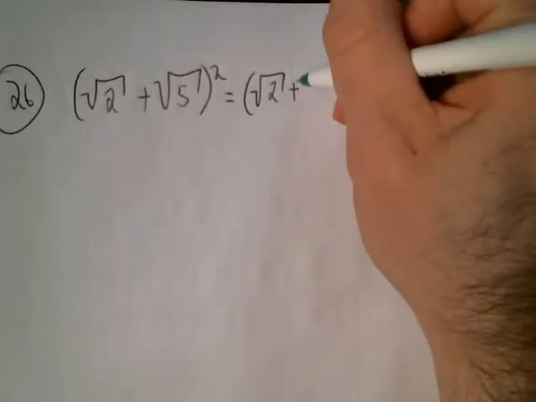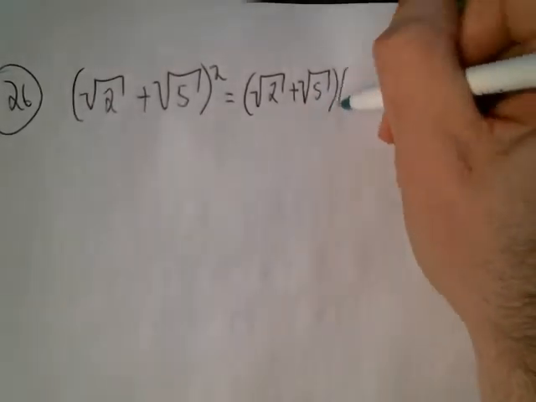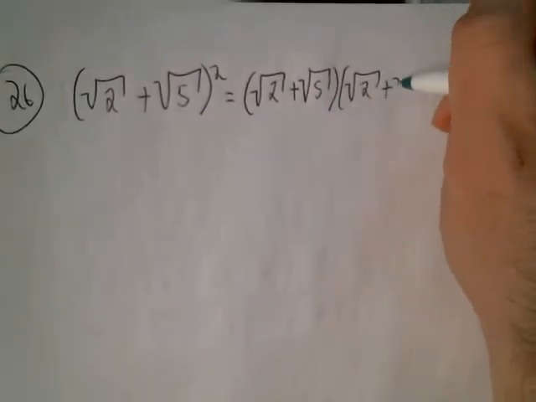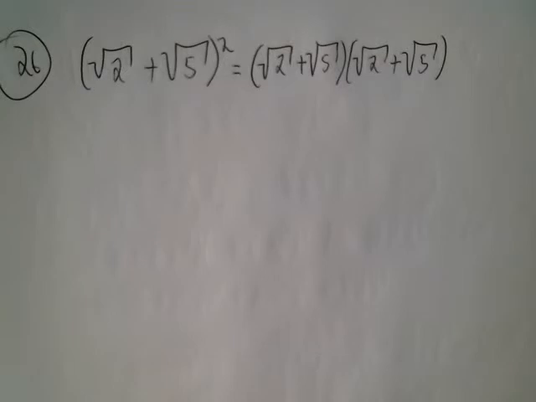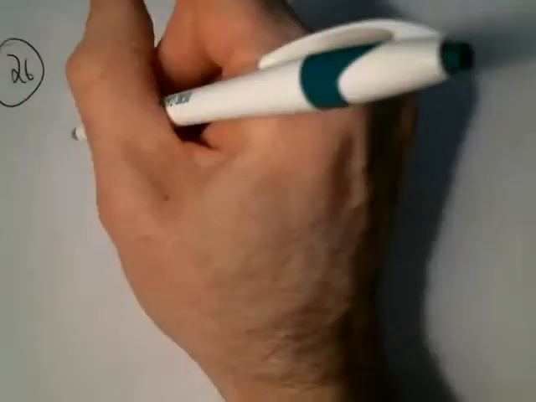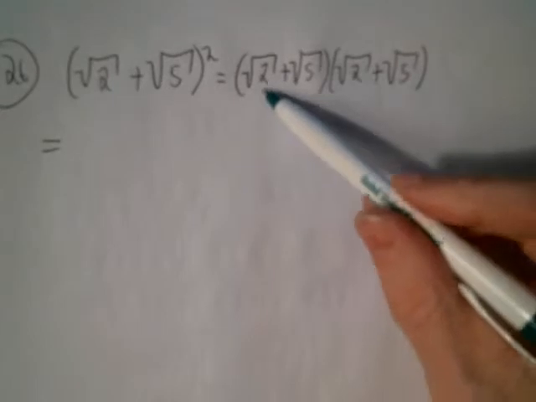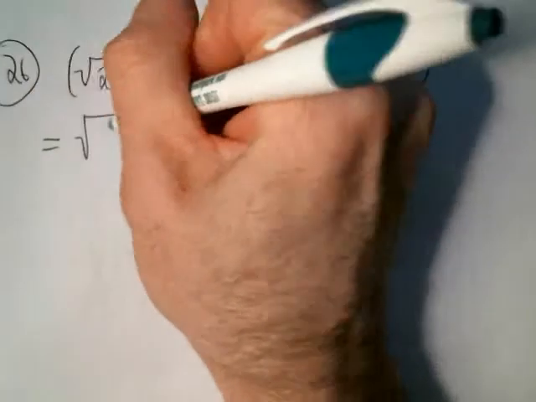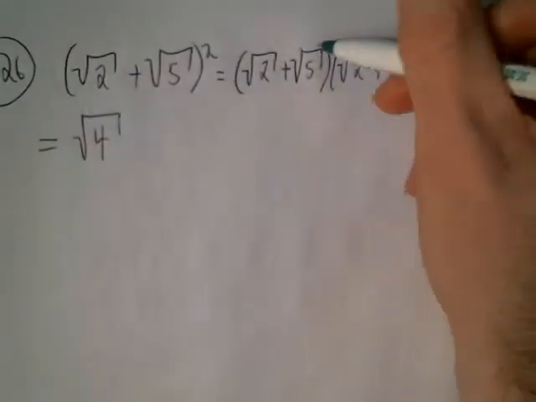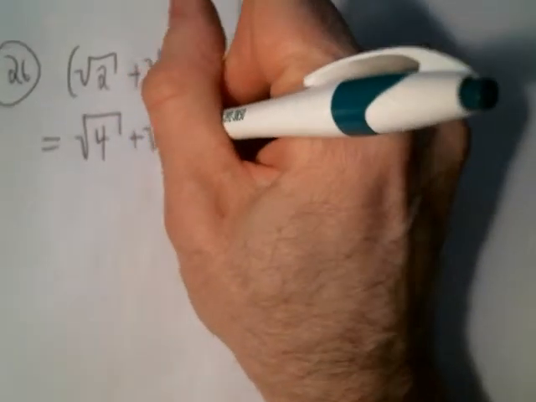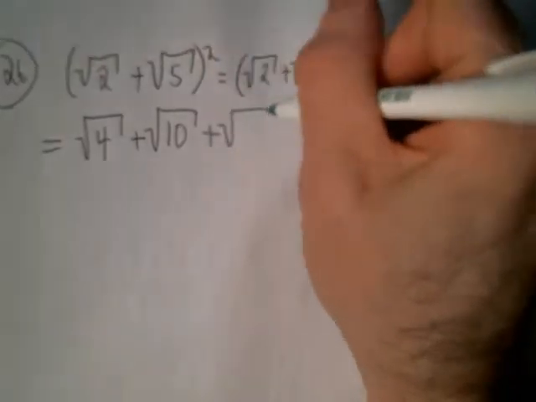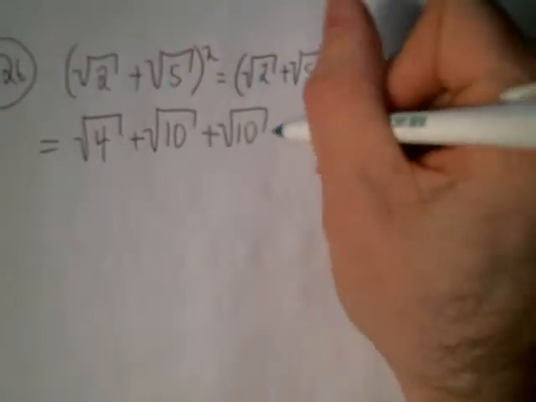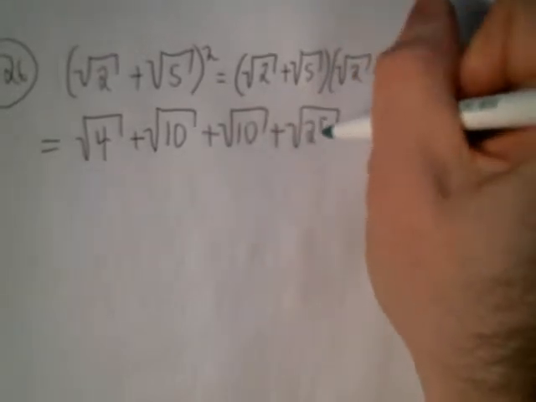So it's really radical 2 plus radical 5 times radical 2 plus radical 5. Okay, and then you do first, outer, inner, last. So radical 2 times radical 2 is radical 2 times 2, which is 4. And then the outer, radical 2 times radical 5, 2 times 5 is radical 10. And then the inner, again, we get radical 10. And then the last, plus radical 25.